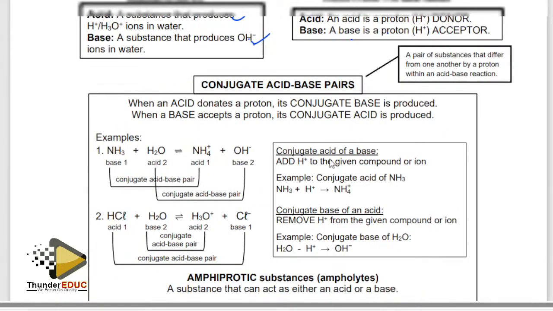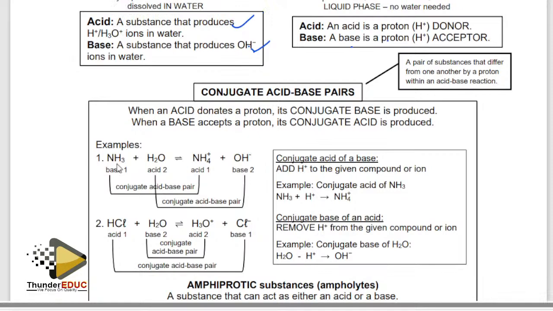Conjugate acid-base pairs, this one is simple. If you identify one side, if you identify the acid, then the other one is going to be a base. You understand? For example, the hydrogen ion from here is going to be taken to this one. So therefore this one becomes the acid, and this one becomes the base.